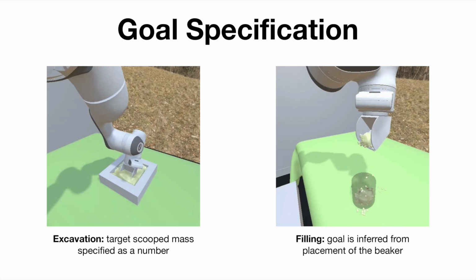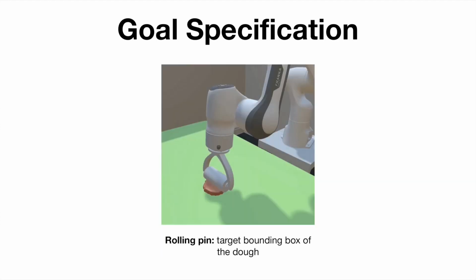The task excavation is to excavate a certain amount of clay from the container with a mounted bucket. The target scooped mass is specified by a scalar. The task filling is to fill the beaker with some particles. The goal position to fill needs to be inferred from the placement of the beaker. The task rolling pin is to roll over dough to shape it into the target size. The goal is specified by a target bounding box of dough.